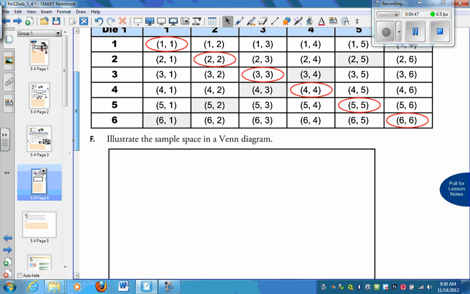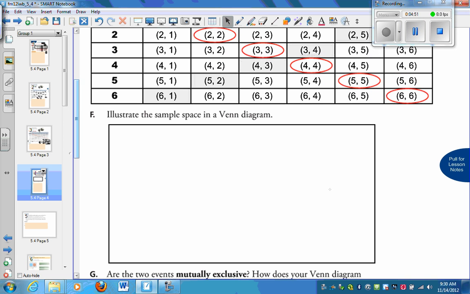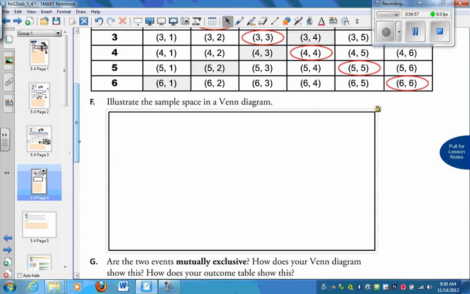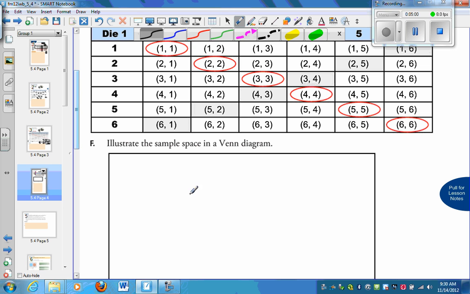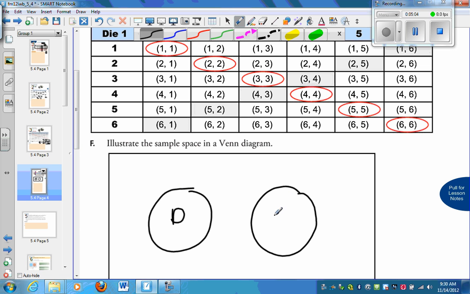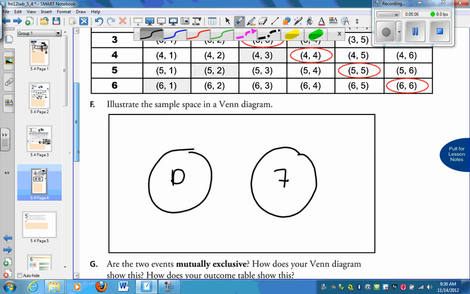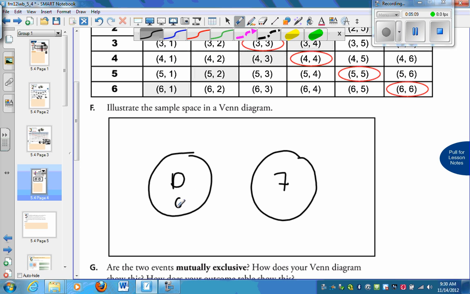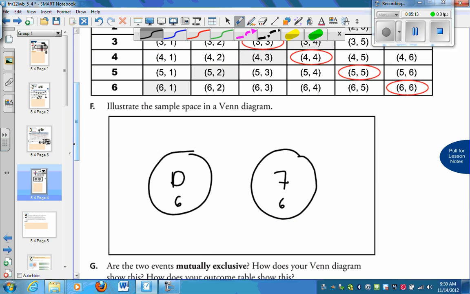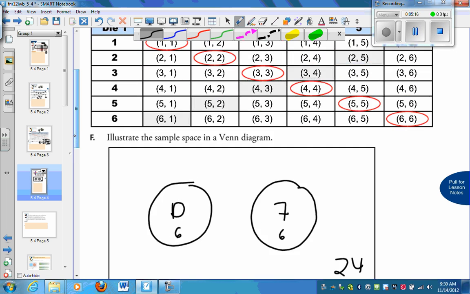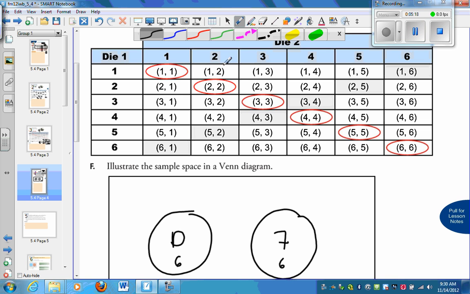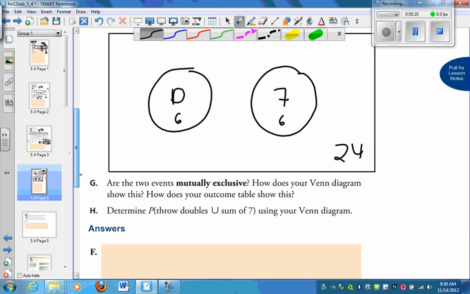Illustrate the sample space in a Venn diagram. So here's my Venn diagram, and I bet all the answers are down there. In this Venn diagram, we have all our doubles, we have all our 7s, and then we have everything else. In doubles we had 6 of them, and we had, was that 24 items? I bet. 1, 2, 3, 4 times 6. Yep, 24. So there's our diagram.